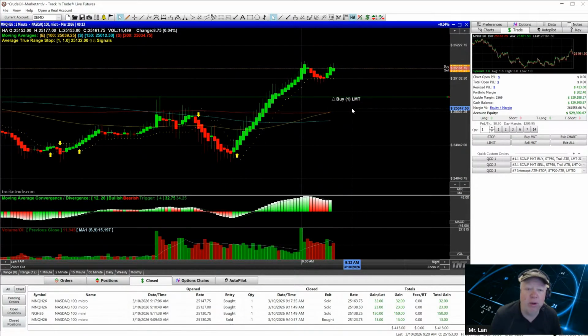Whereas a stop order, all it has to do is touch that price, and then if the market moves a little bit, it'll still get us in. It just won't be at the exact price. So that's the difference between a limit and a stop on how it's going to fill. It's got to give you the exact price or better.